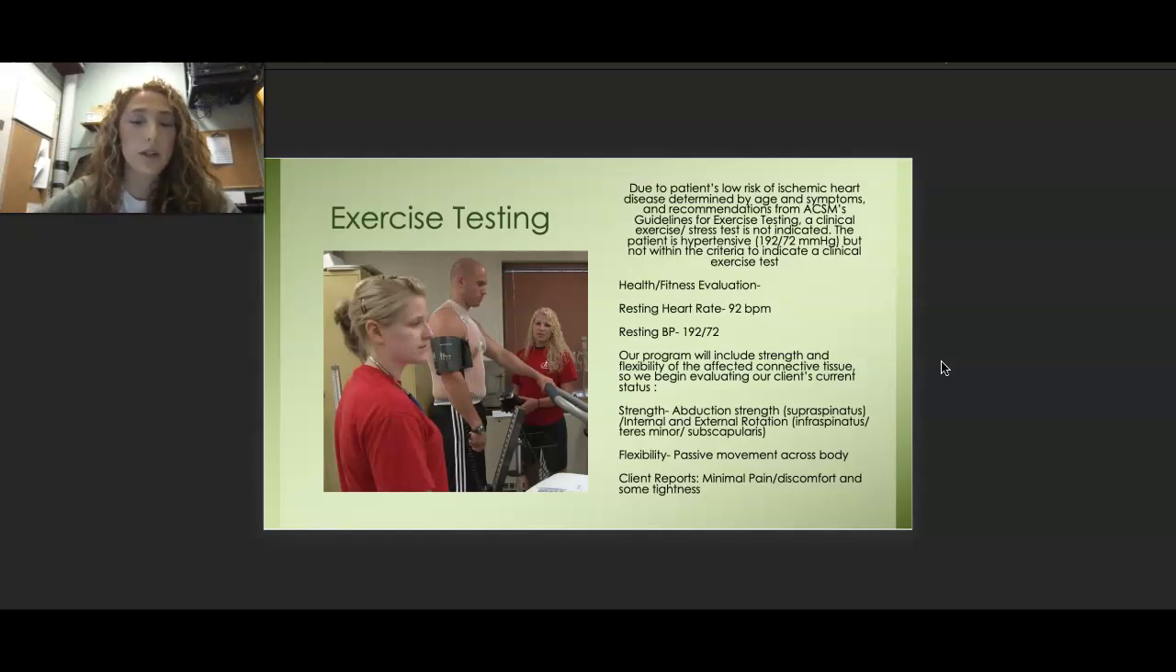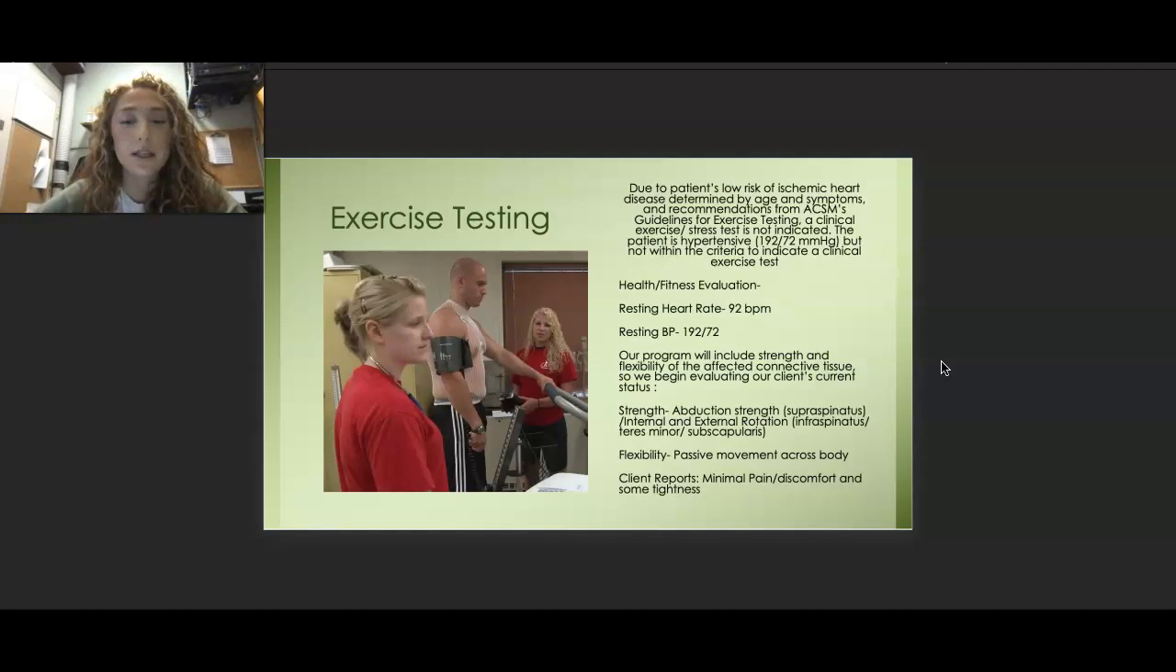So with the strength, we wanted to do strength of abduction, which would test the supraspinatus, internal and external rotation of the shoulder, which would test the infraspinatus, teres minor, and subscapularis, which are just other muscles or tendons that are going to be in the rotator cuff that combine and do a force coupling action to make sure that the rotator cuff is functioning properly.